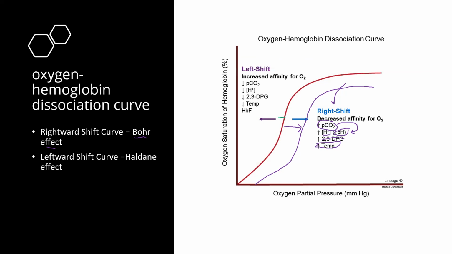The leftward shift is called the Haldane effect, and it makes it easier for hemoglobin to bind. So if there is an increase in pH, right, which means there's not enough CO2, oxygen is going to bind to hemoglobin much easier. As this goes down, oxygen binds more readily, because we don't need to get rid of CO2. We want oxygen.